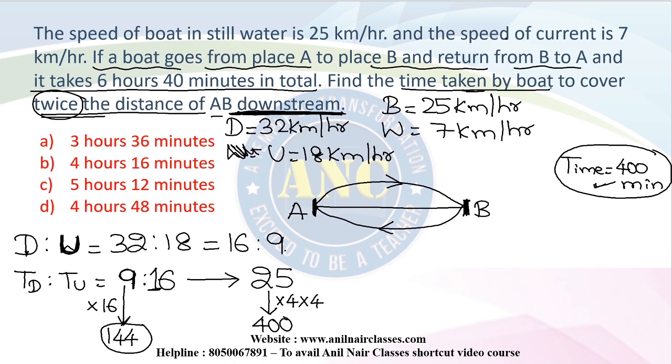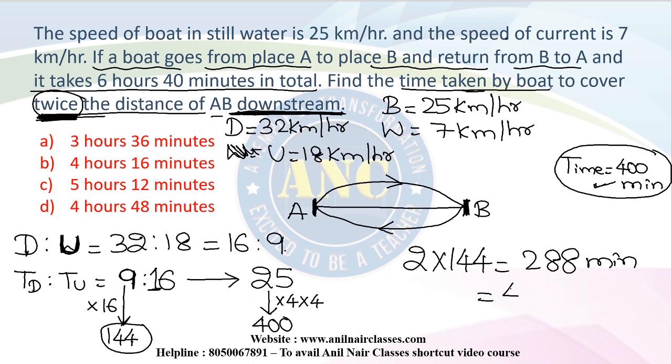But the question says, time taken by the boat to cover twice the distance. If you are covering one time the distance of AB in 144 minutes, then 2 times it should be 2 times 144 minutes. So it is 288 minutes. 288 minutes is 240 minutes plus 48 minutes. 240 minutes is 4 hours.